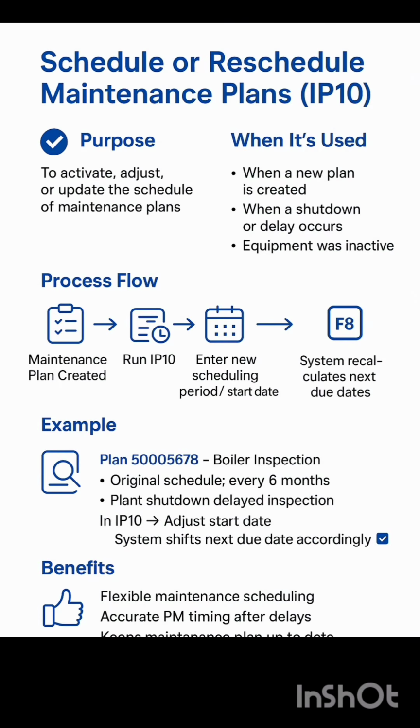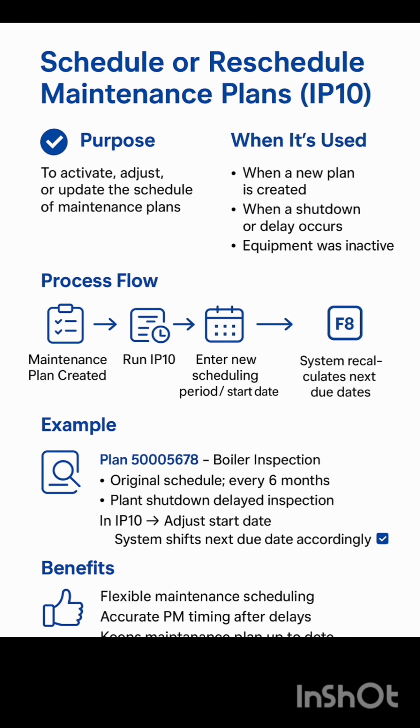The next use of IP10 transaction is schedule or reschedule maintenance plans. It is used to activate, adjust or update the schedule of maintenance plans. It is used when a new plan is created or a shutdown or delay occurs or equipment was inactive. In process flow, you have to create a maintenance plan, then run IP10, enter new scheduling period, and then system will recalculate next due dates.